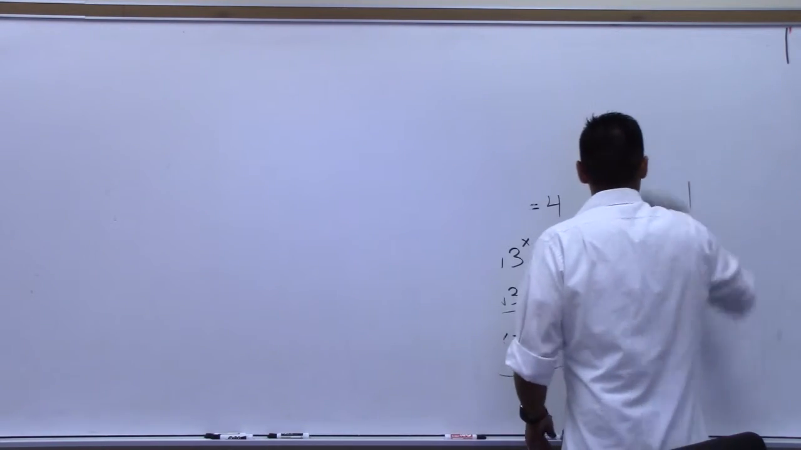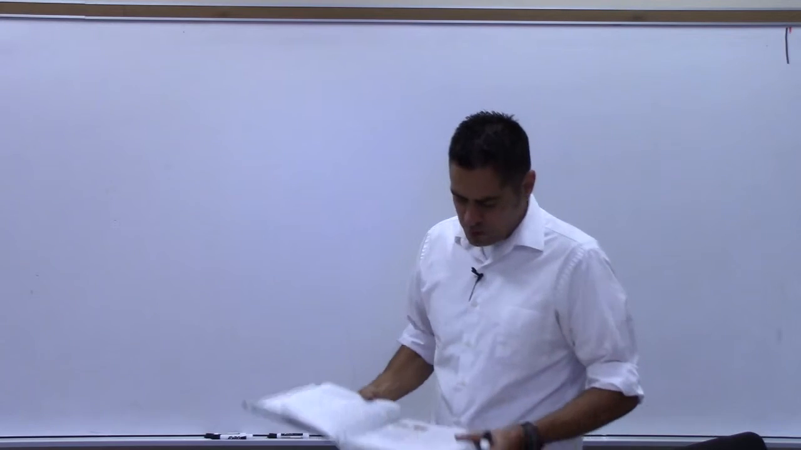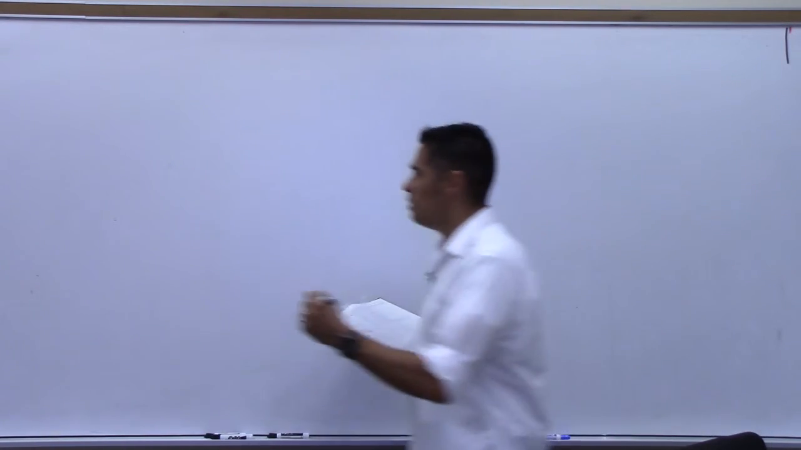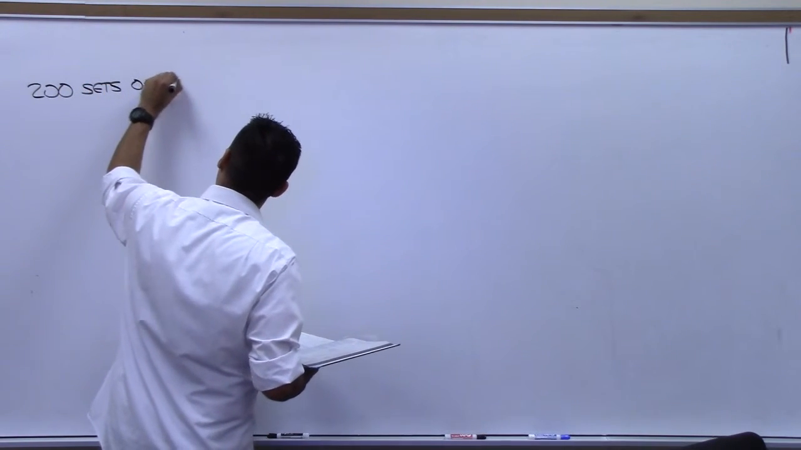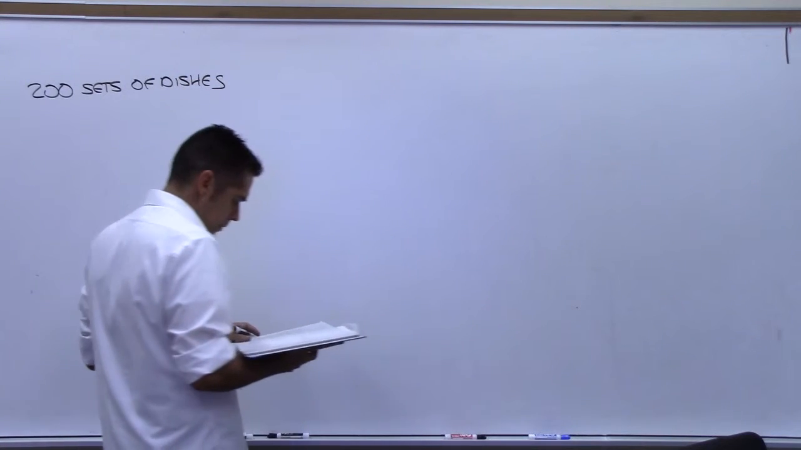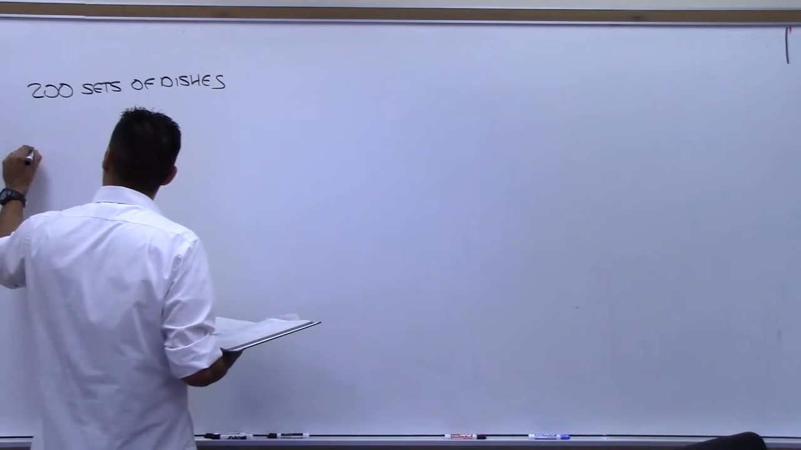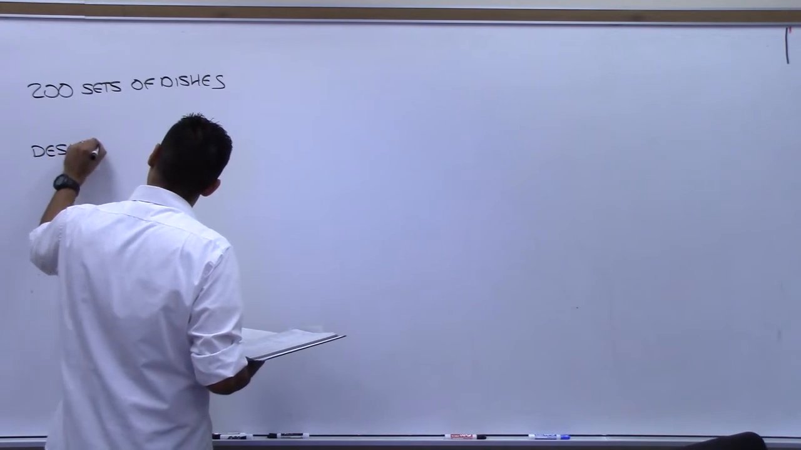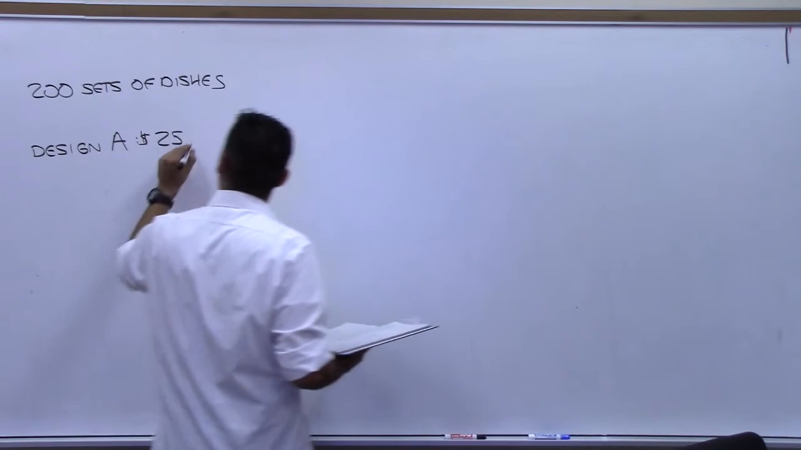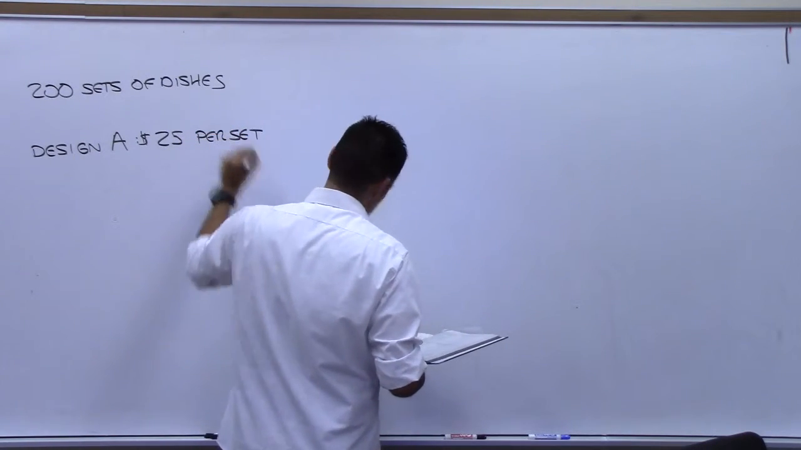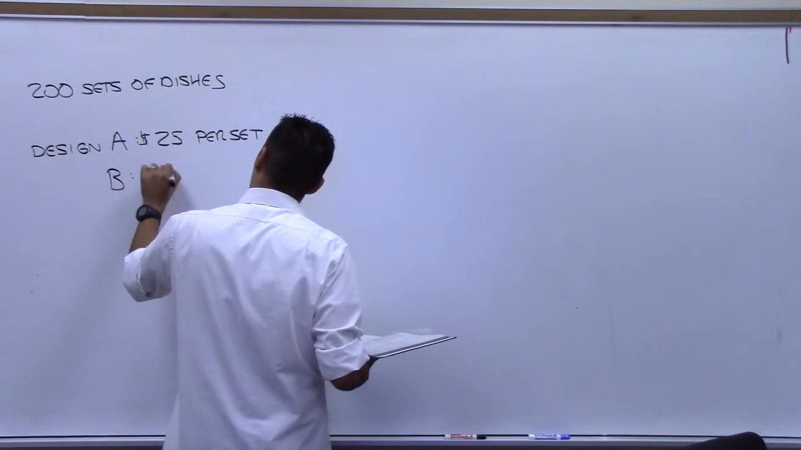Page 856, number 57. It says a restaurant manager wants to purchase 200 sets of dishes. I'm just going to jot this information down. 200 sets of dishes. One design costs $25 per set. Design A, $25 per set. Another is $45. Design B, $45 per set. Got it?